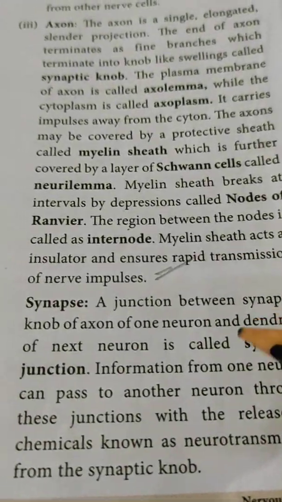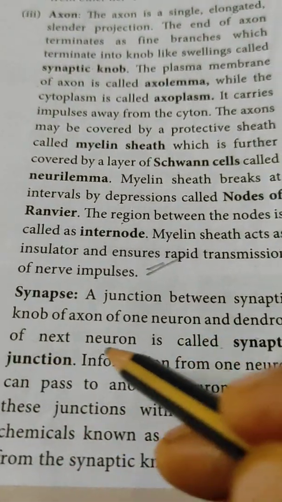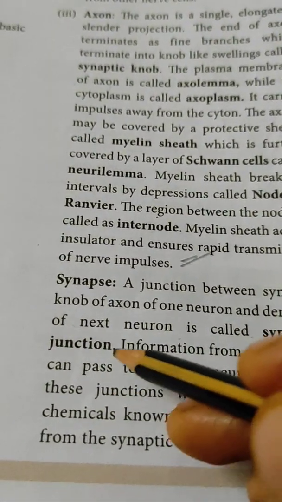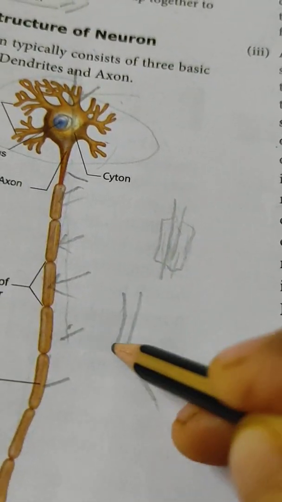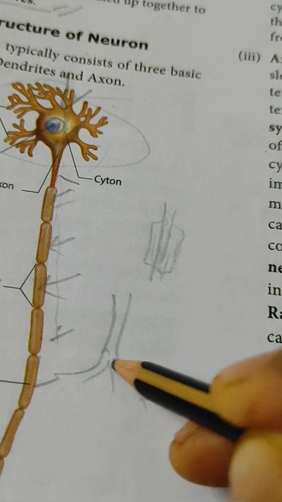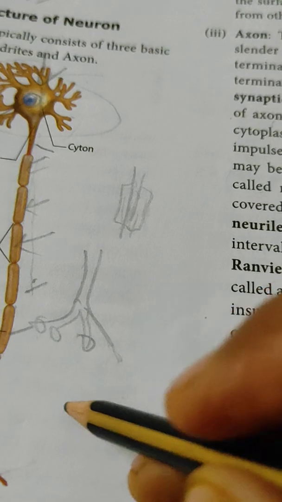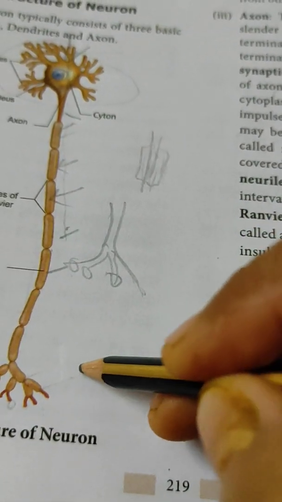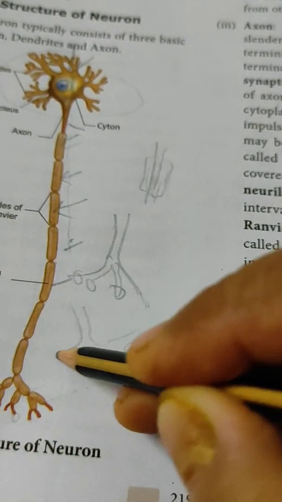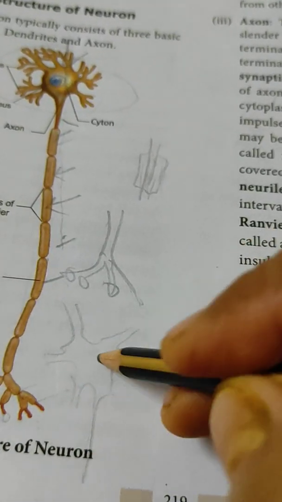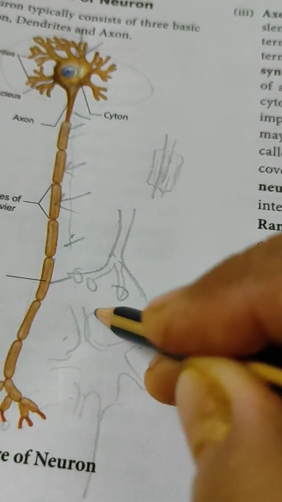The junction between the synaptic knob of the axon of one neuron and the dendrites or dendron of the next neuron is called the synaptic junction. So I will show here, suppose this is the neuron, with terminal branches, and at the end it has a knob-like structure. Another neuron will be attached here. This is the cell body, and these are the dendrites.